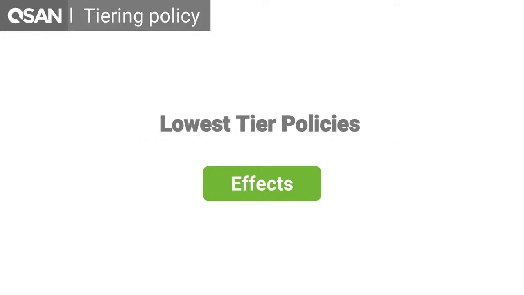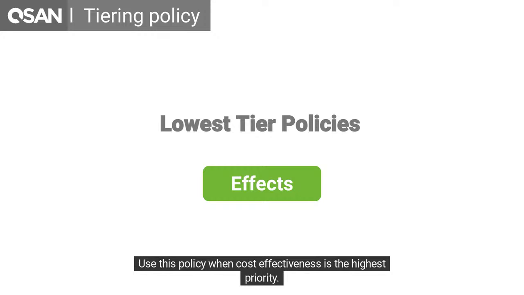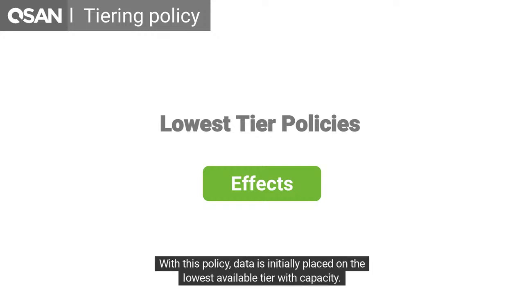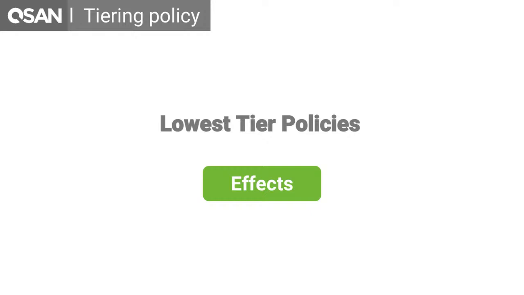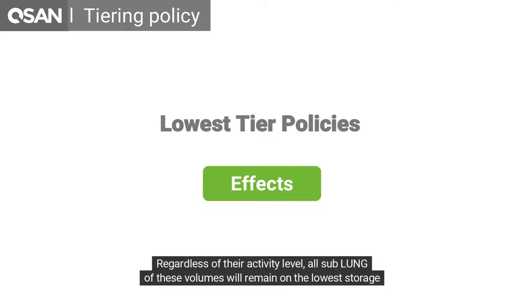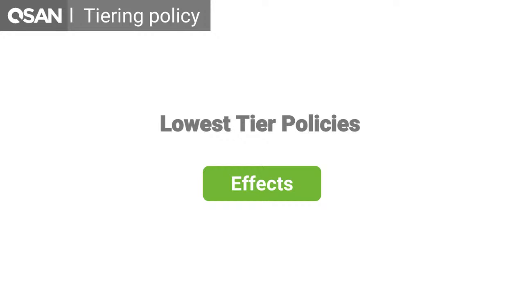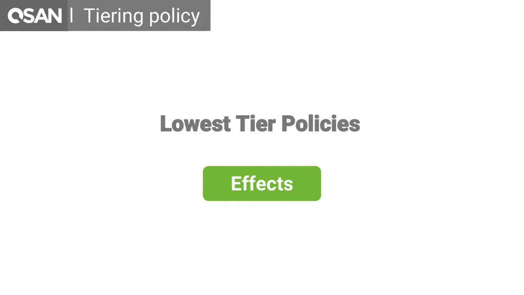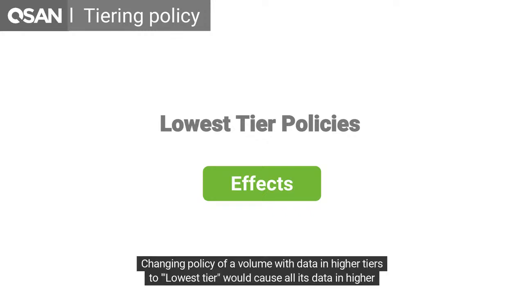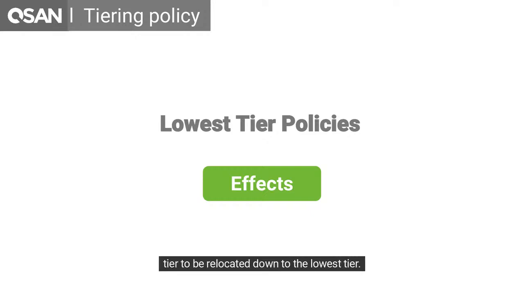Lowest tier. Use this policy when cost effectiveness is the highest priority. With this policy, data is initially placed on the lowest available tier with capacity. Select this policy for volumes that are not performance sensitive or response time sensitive. Regardless of their activity level, all sub-LUNs of these volumes will remain on the lowest storage tier available in their pool. Data of volumes with lowest tier policy would always reside in the lowest tier. Changing policy of a volume with data in higher tiers to lowest tier would cause all its data in higher tiers to be relocated down to the lowest tier.